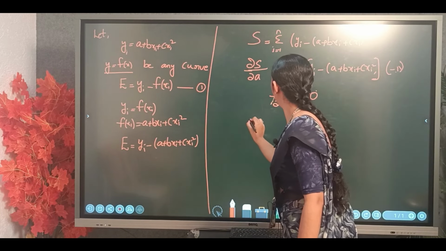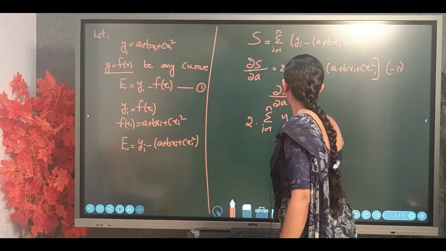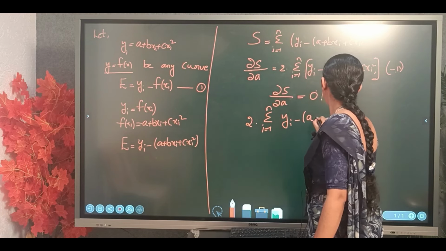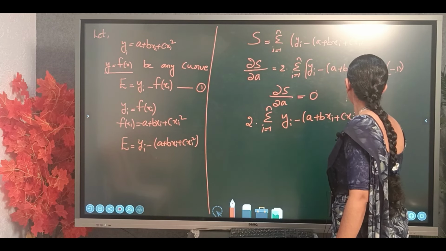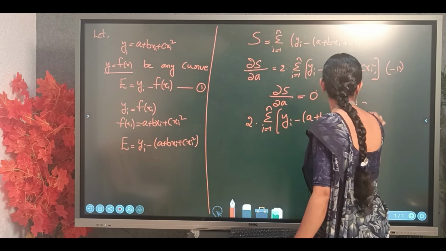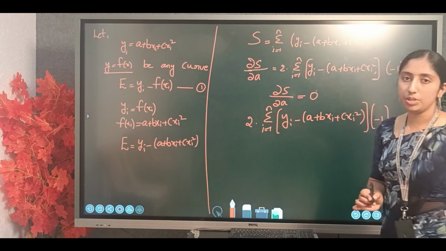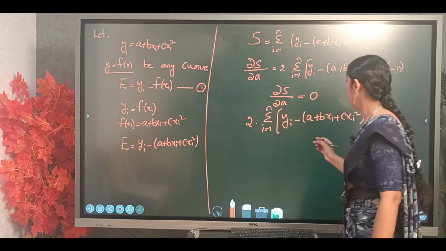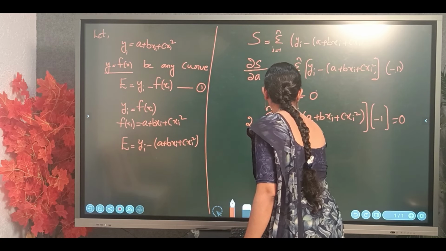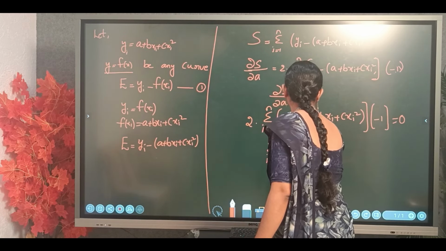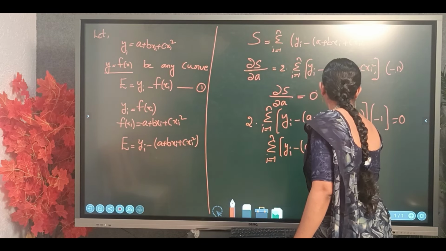So what is dou S by dou a here? 2 into summation i is equal to 1 to n of yi minus (a plus bxi plus cxi square) into minus 1 is equal to 0. Here 2 is a constant. When it is moved to that side, you get 0. So summation i is equal to 1 to n of yi minus (a plus bxi plus cxi square).